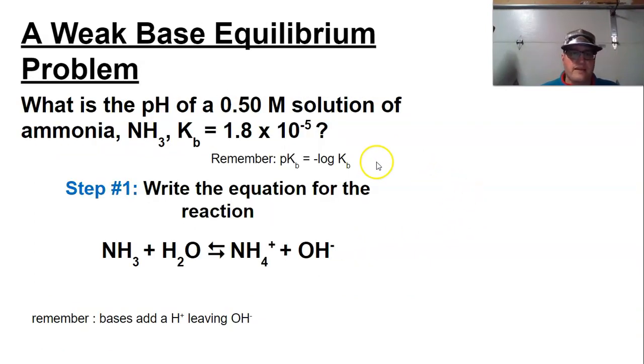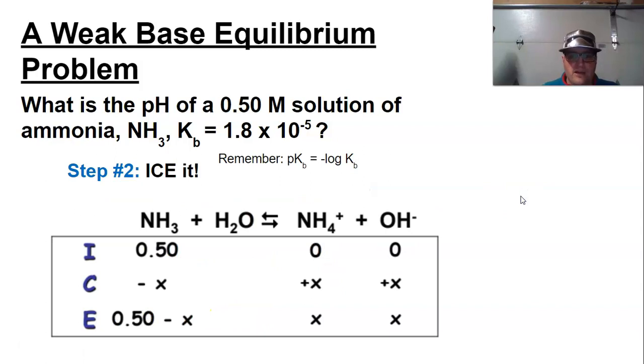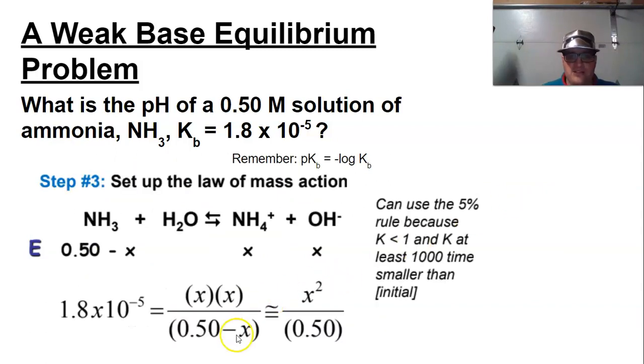So a problem, similar idea. 0.5, you got a weak base because it's got a whole bunch of nitrogen in it. You got your Kb. Remember, it's just a negative log. You're producing two of these. Bases add a hydrogen, leaving the OH, okay? ICE it again. We got the same ideas. Guess what? X is really small, on the order of 1,000. K is less than 1. Again, that's going to be your norm.